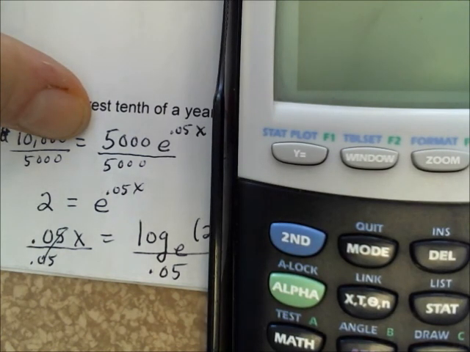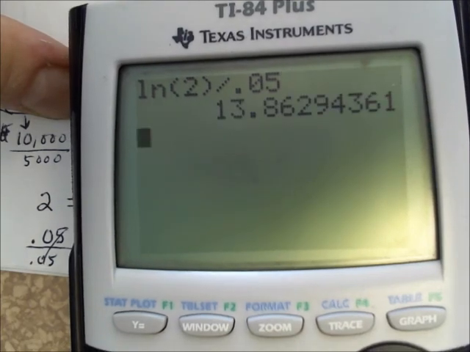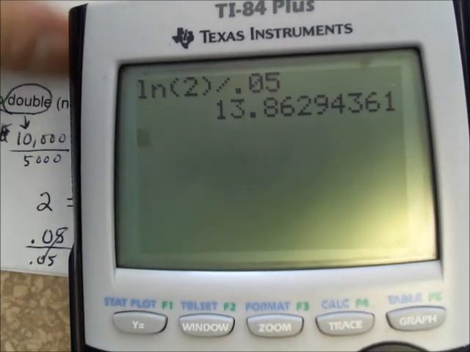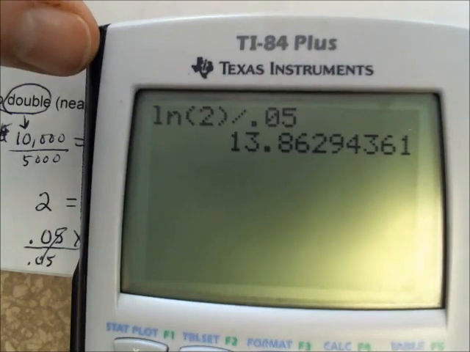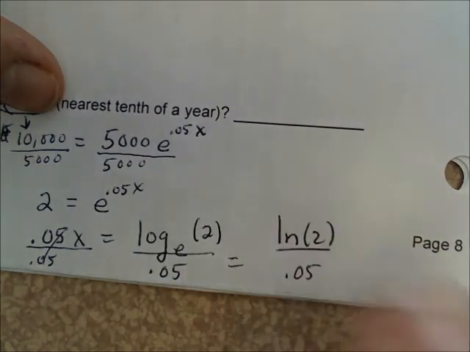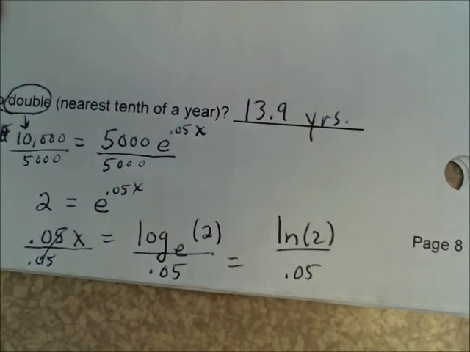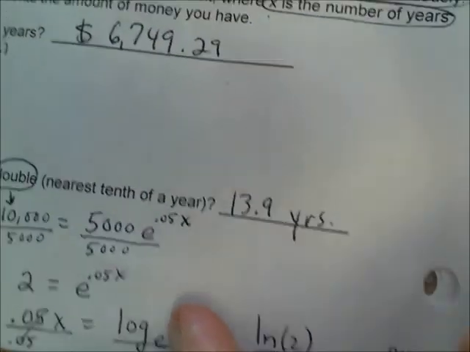So we do ln of 2 divided by 0.05 in our calculator. And it looks like it's 13.86 years to the nearest tenth of a year. The 6 rounds the 8 up to a 9, so this is 13.9 years. It takes 13.9 years to double your money at 5% interest. Makes sense.